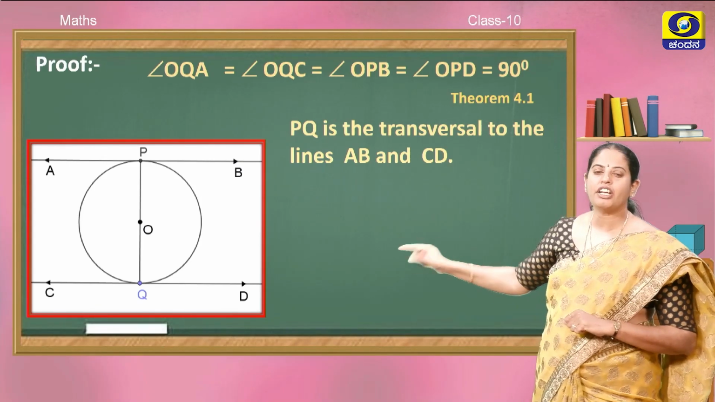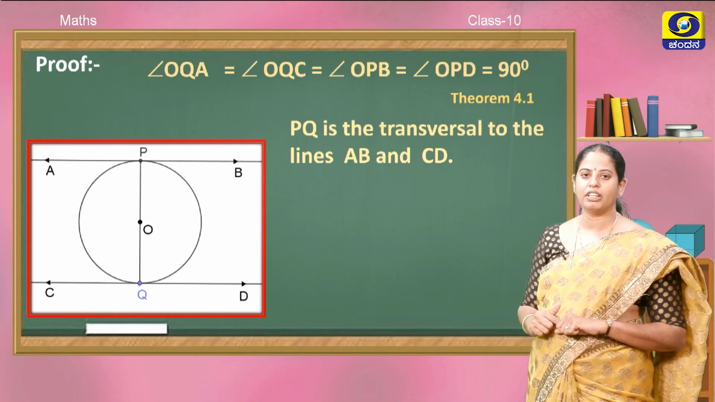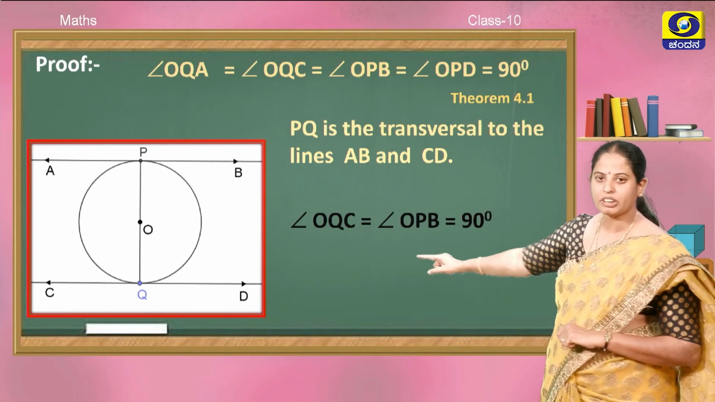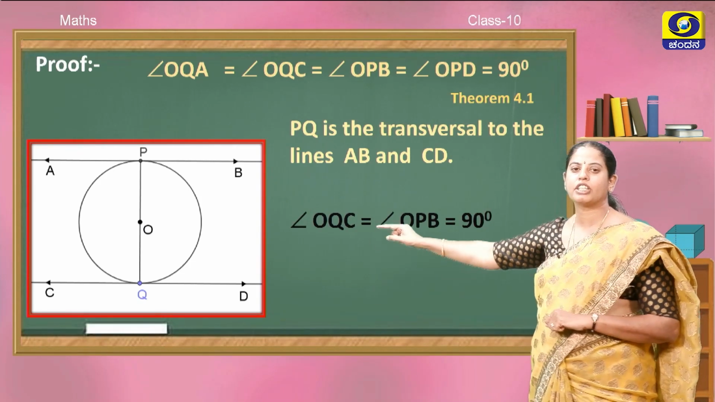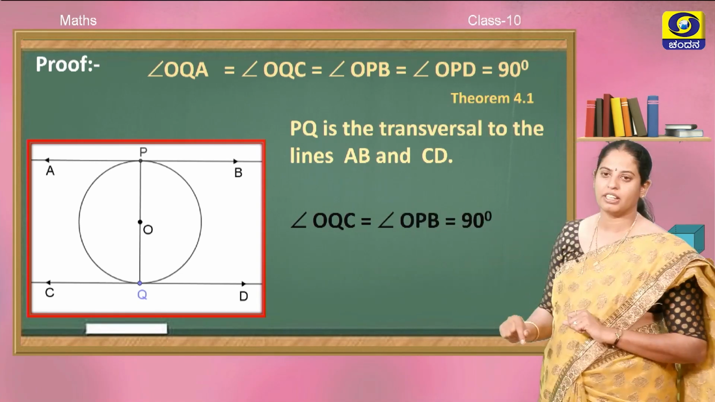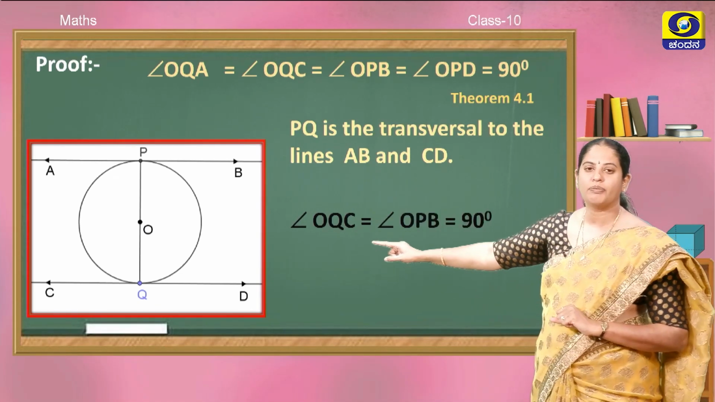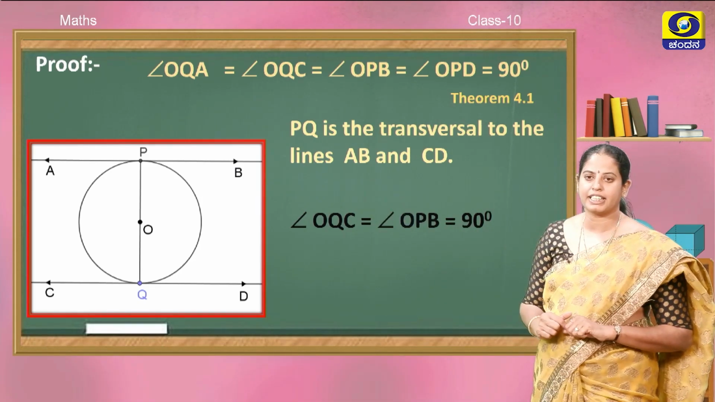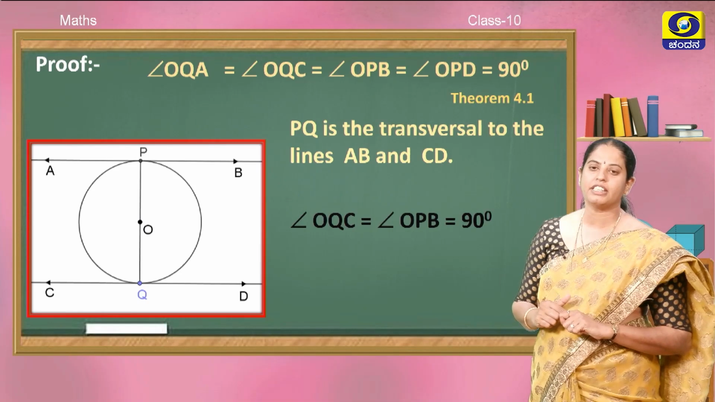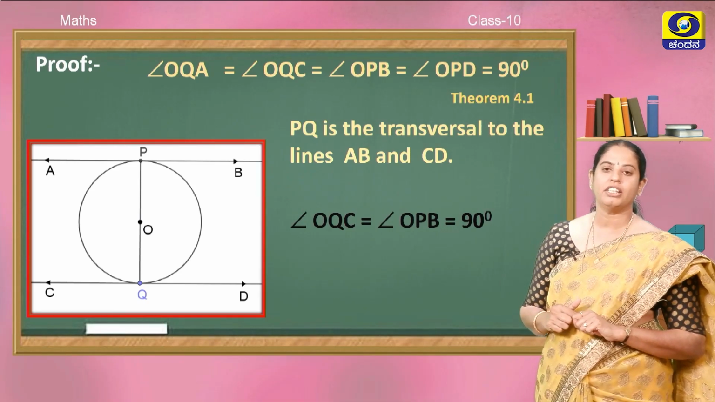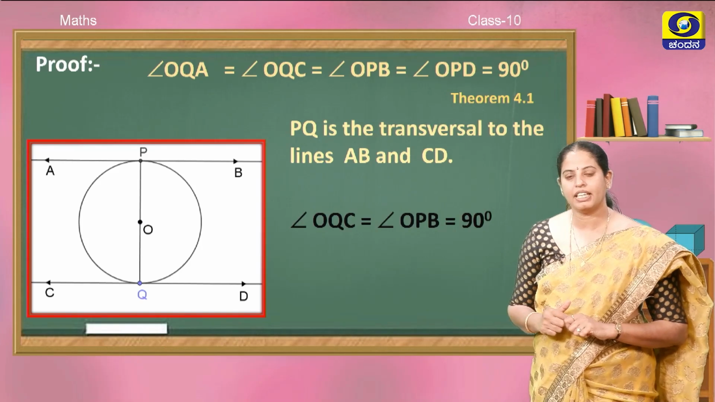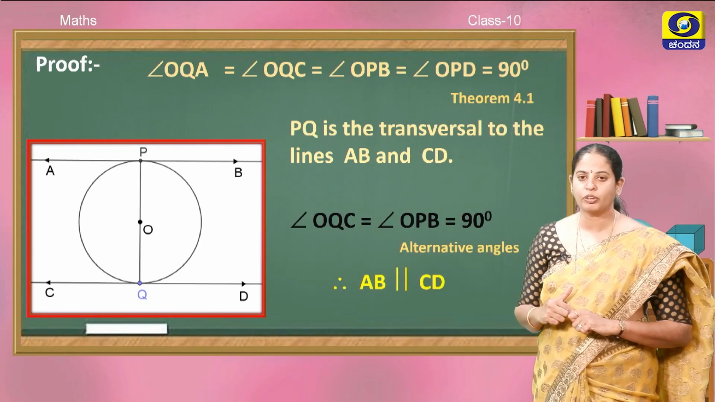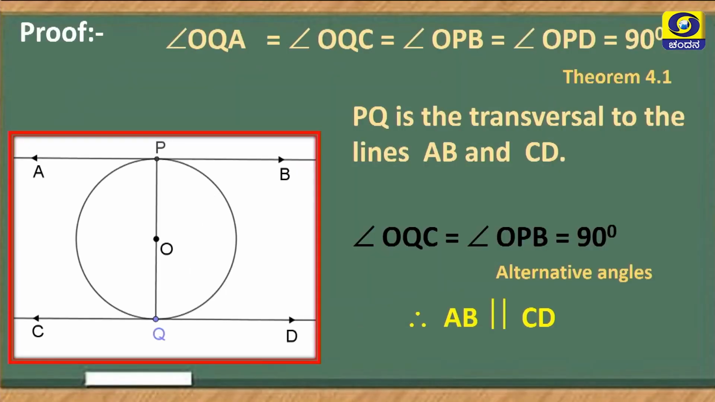Here a pair of F angles are equal. Observe, angle OQC is equal to angle OPB. It is forming a pair of Z angles that are equal. Observe, angles OQC and OPB form Z angles. Z angles means alternate angles. If a pair of alternate angles are equal, then the two lines are parallel. Hence, we proved the statement that they are asking us to prove. So, AB is parallel to CD.